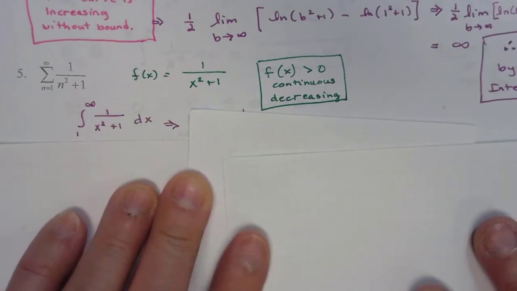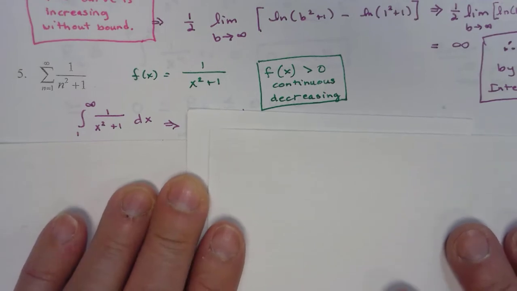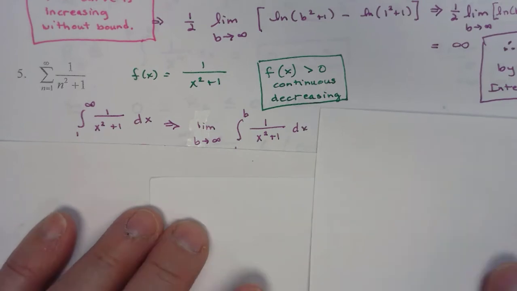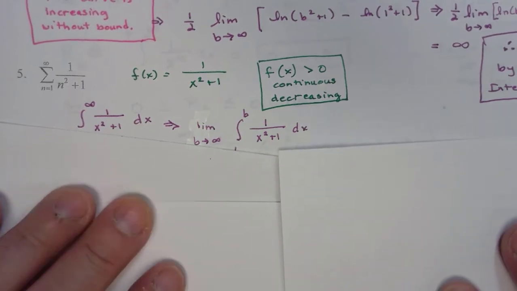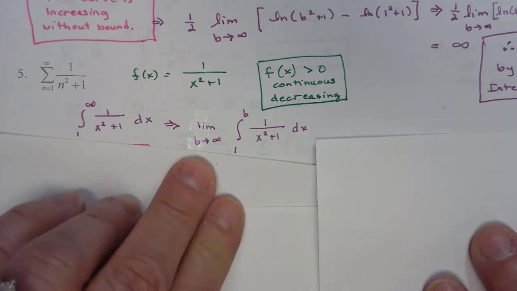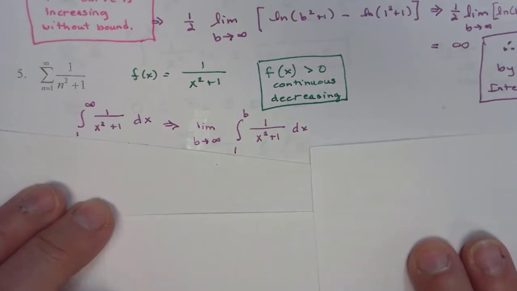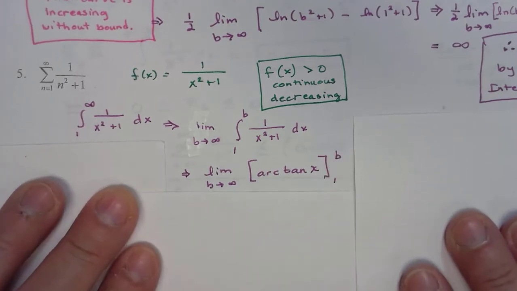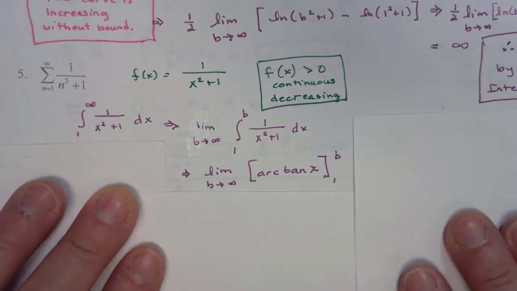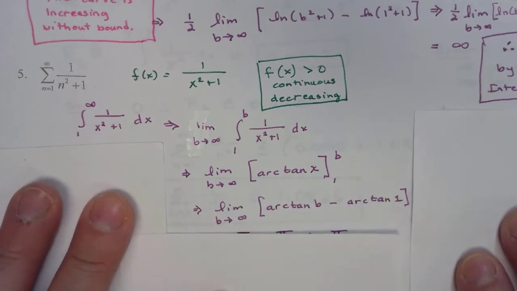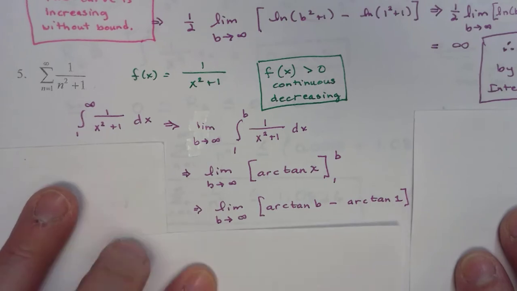So now we're ready to use our integral test, evaluate the integral. Well, we recognize that, of course, as arctan. Okay, so we're going to take the limit as b goes to infinity of the integral from 1 to b of 1 over x squared plus 1 dx. That is going to give us the limit as b goes to infinity of arctan of x from 1 to b, which is the limit as b goes to infinity of arctan b minus arctan 1.